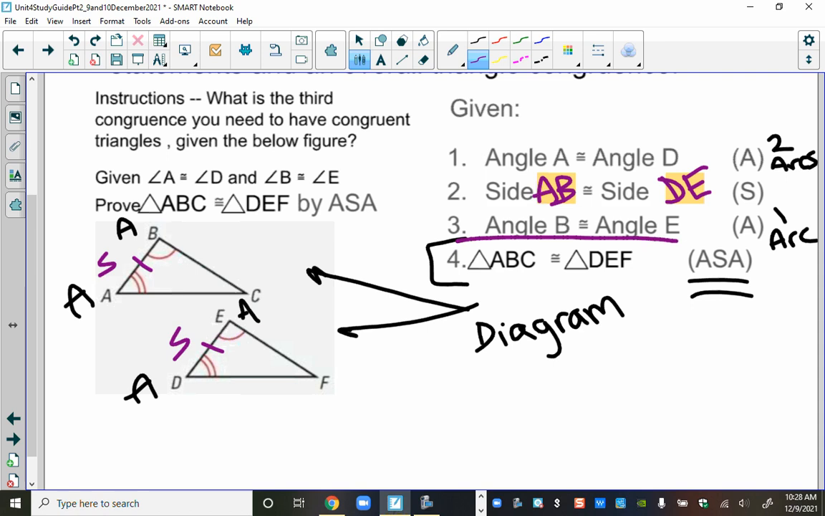Again, you get this from the diagram. Once you get that diagram, you've got to make sure how you mark it matches what you have for the final result. It's gotta match. Okay, questions on that problem?